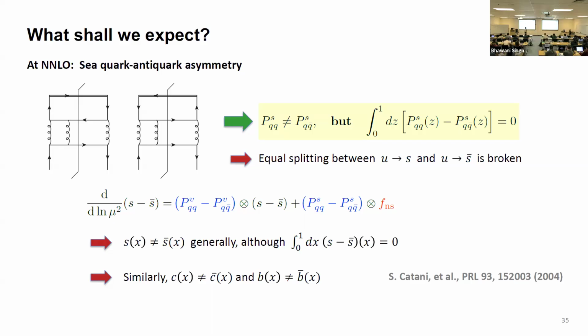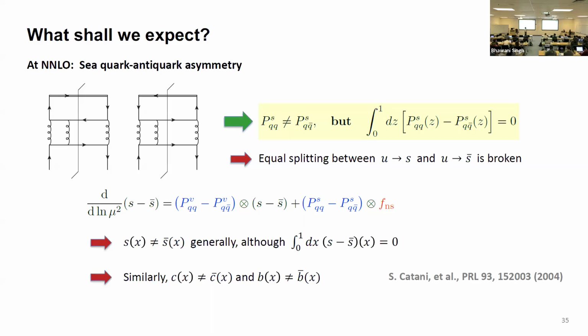And we can see this more definitely by looking at this equation, by taking S minus S bar, and DGLAP gives us this. The first term is P_qq^V minus P_qq̄^V convolved with S minus S bar.